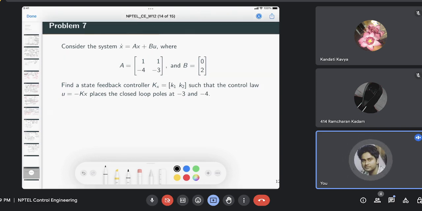We are given this state system, and we want to find a controller design such that the poles are at -3 and -4. So the first thing will be what? We'll check whether this system is fully controllable or not. If it is not fully controllable, then it's not possible to arbitrarily place the poles, right? So first check that.